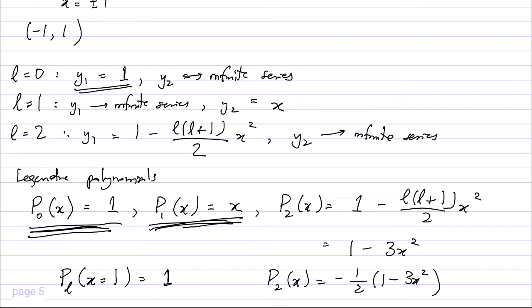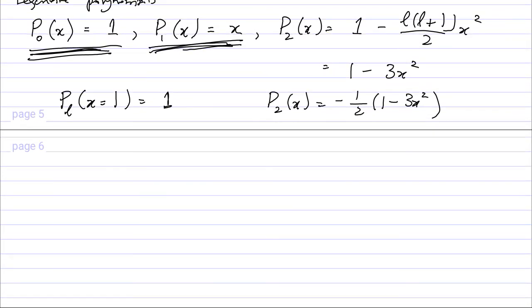This is also going to be a solution, of course. Remember, you're dealing with a linear differential equation, and you can now check that when x is equal to 1, you have 1 minus 3, which is minus 2, divided by minus 2, which is 1. So I can write P2(x) is equal to half of (3x squared minus 1), and so on for higher values of L. So you have all these sets of Legendre polynomials.